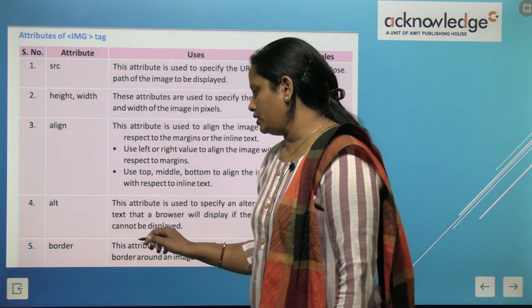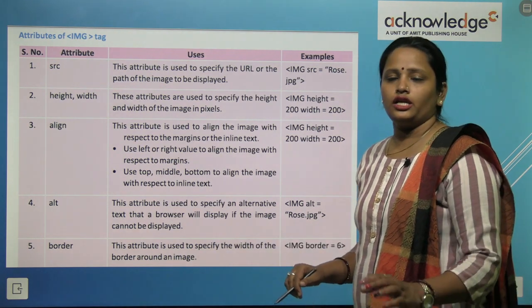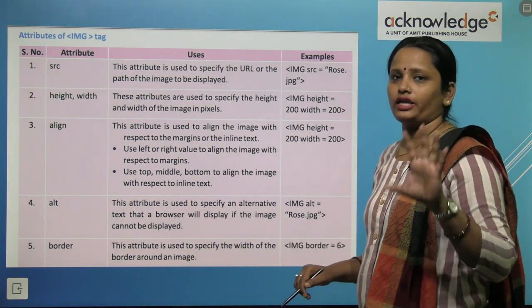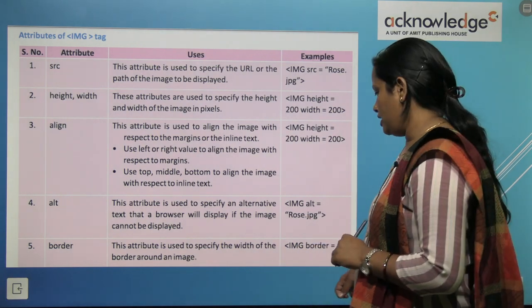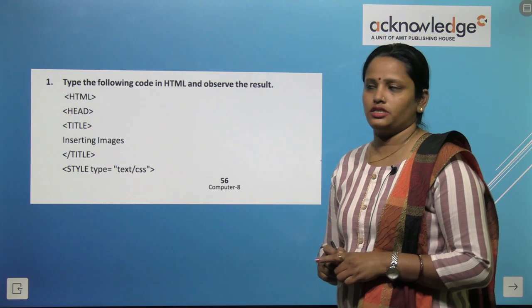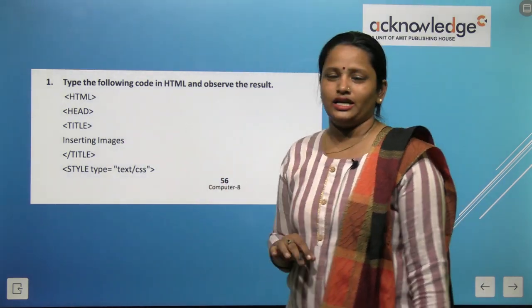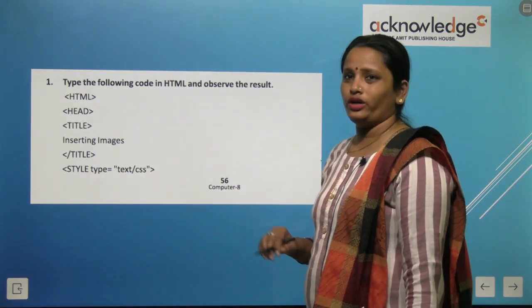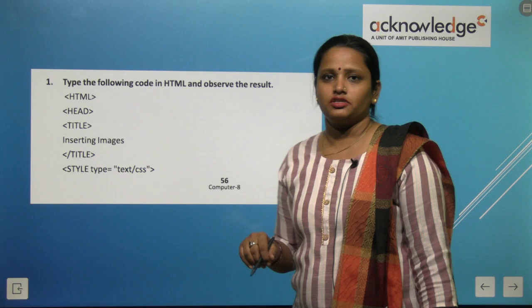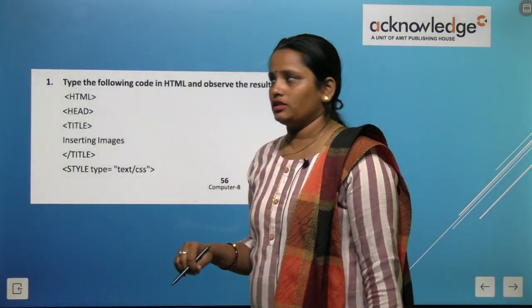Next is border. This attribute is used to specify the width of the border around the image. So image के चारों तरफ कितना border, कैसा border होगा, उसके लिए we use this image border, and the border is 6. Now we have learned about the attributes. Now we are going to create a program and then we have to type this code in HTML and observe the result. So we have to type this in our notepad and then we are going to see the result.